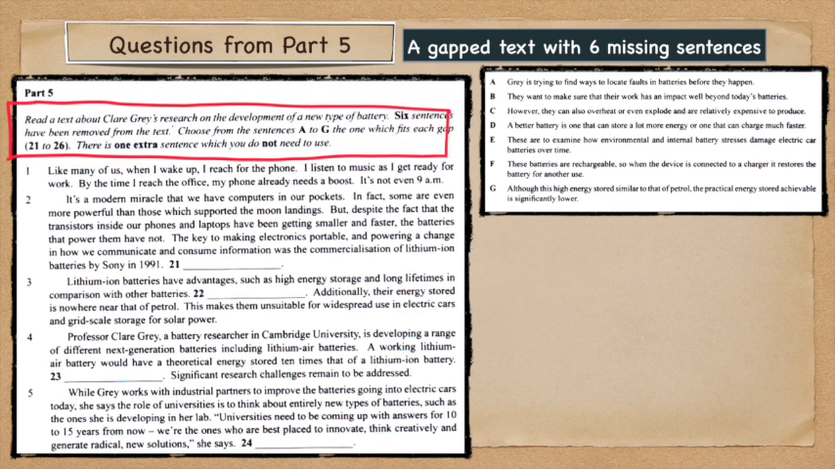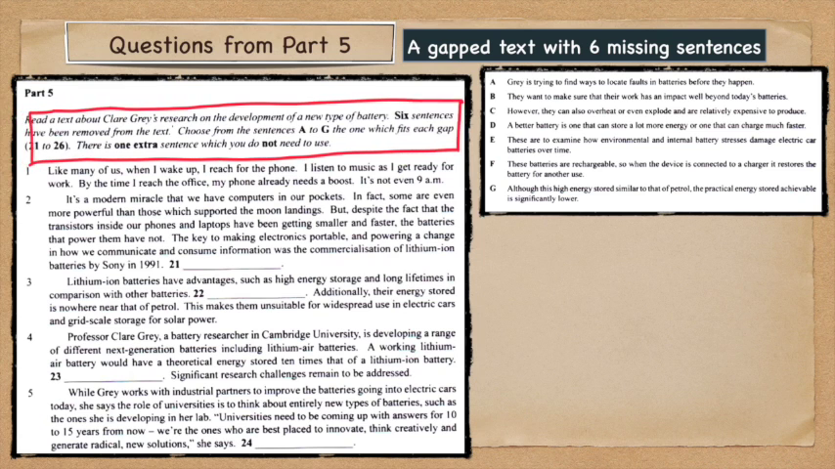6 sentences have been removed from the text. Choose from the sentences A to G the one which fits each gap, number 21 to 26. There is one extra sentence which you do not need to use, and we call it a distractor.